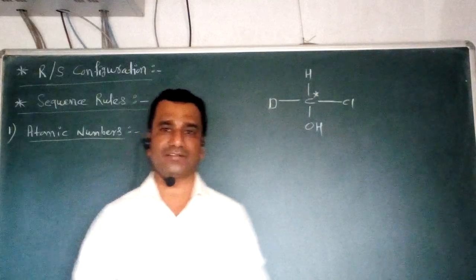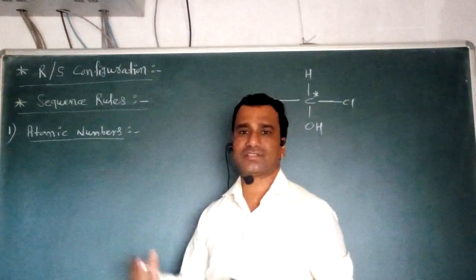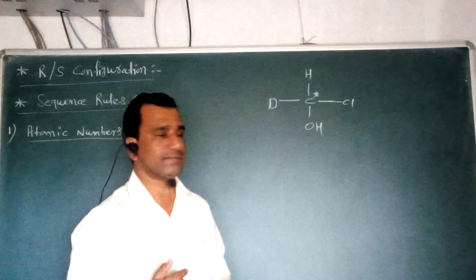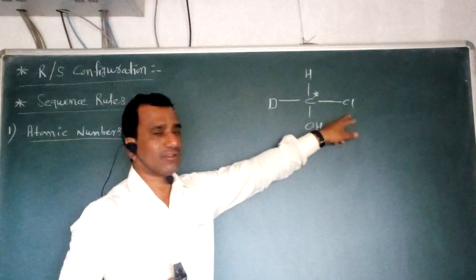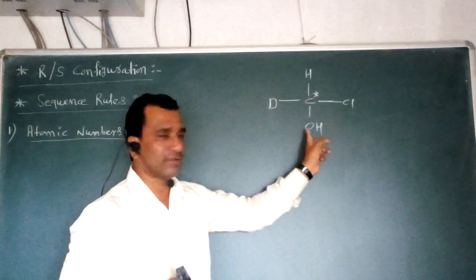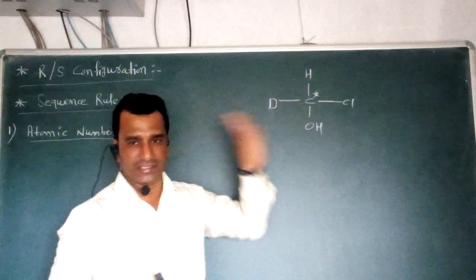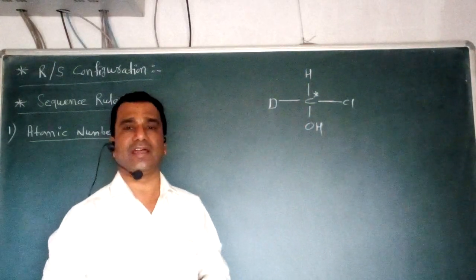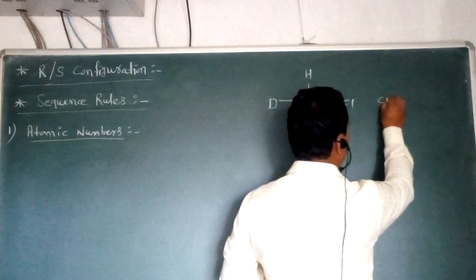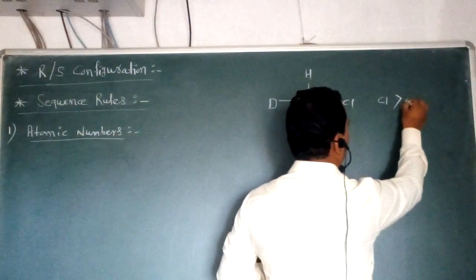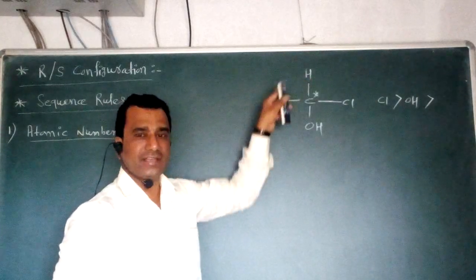at that time we have to take into consideration sequence rule number one, that is, atomic numbers. Now, if we consider the atomic numbers of these four atoms, the atomic number of chlorine is more than that of oxygen, and the atomic number of oxygen is greater than that of hydrogen and deuterium. So chlorine, due to its higher atomic number, has the highest priority as compared to OH. This OH has more priority as compared to hydrogen and deuterium.